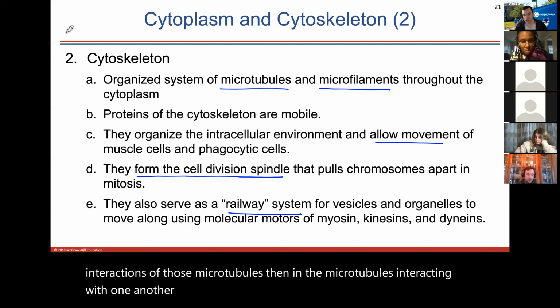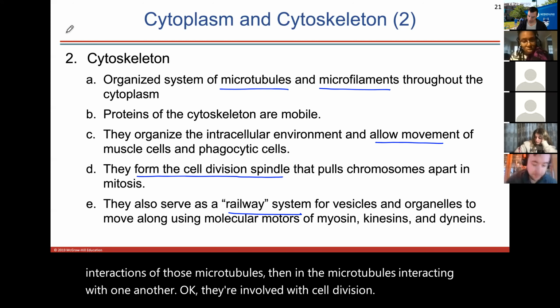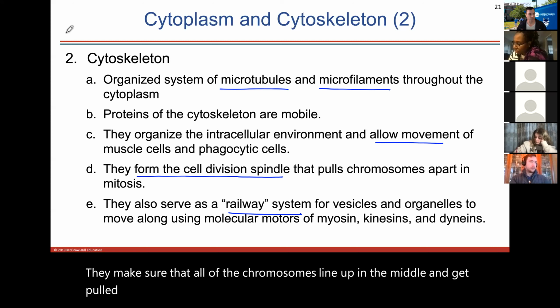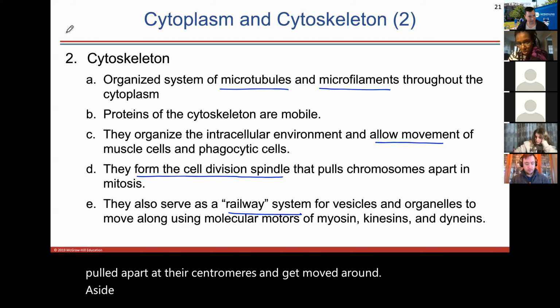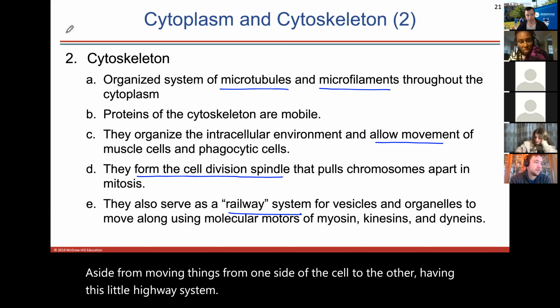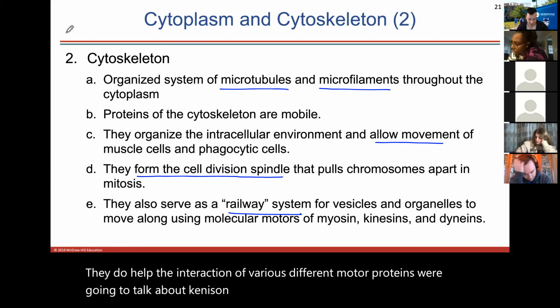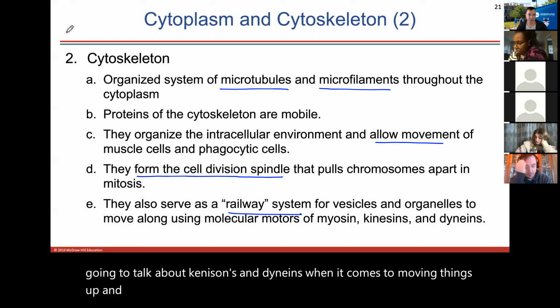They're involved with cell division. They make sure that all of the chromosomes line up in the middle and get pulled apart at their centromeres and get moved around. Aside from moving things from one side of the cell to the other, having this little highway system, they do help the interaction of various different motor proteins. We're going to talk about kinesins and dyneins when it comes to moving things up and down nervous tissue.